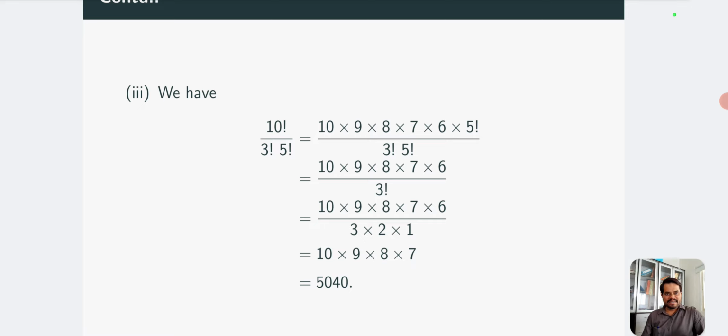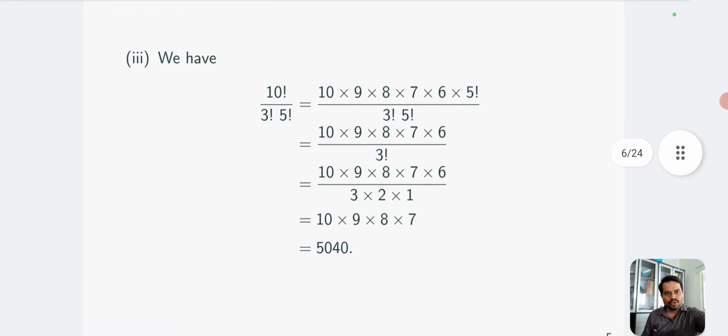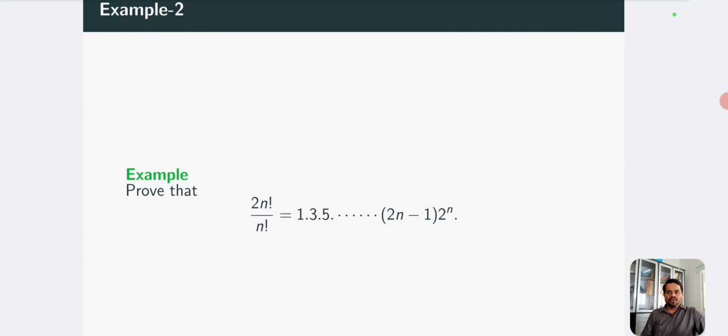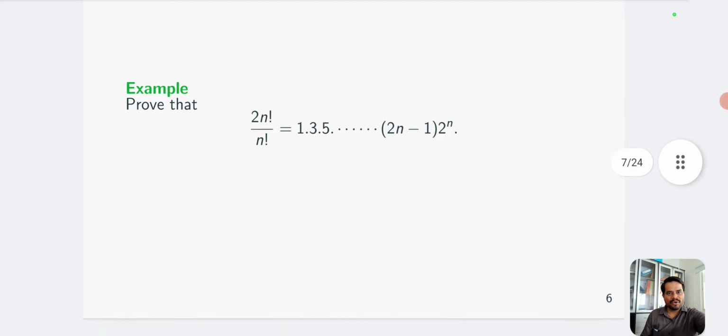Let us see the next example. It is a result to prove that 2n factorial upon n factorial is equal to 1 into 3 into 5 up to (2n minus 1) into 2 raised to n. So this we have to show. To prove this result, we will take the left hand side and show the result on the right hand side. The left hand side is 2n factorial upon n factorial.